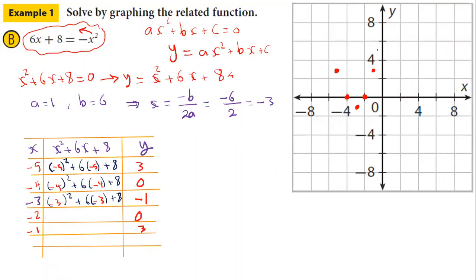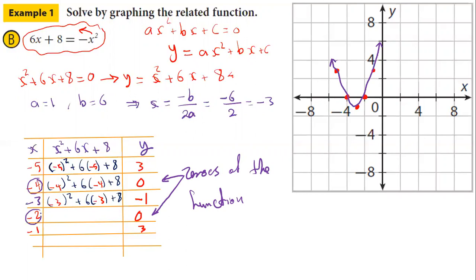We want the x-intercepts. We want these 2 points, this and this point. So the solution, the zeros of the function, here. What is the first 0? -4, and the second 0 is -2. So the roots are -4 and -2.